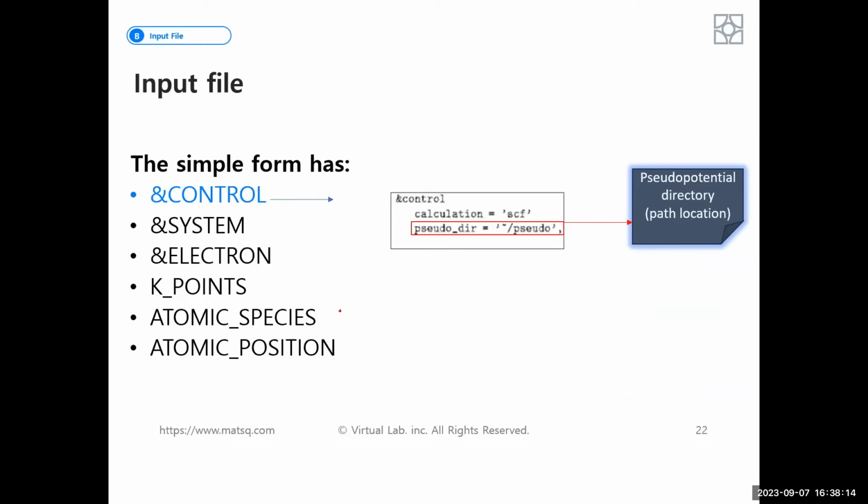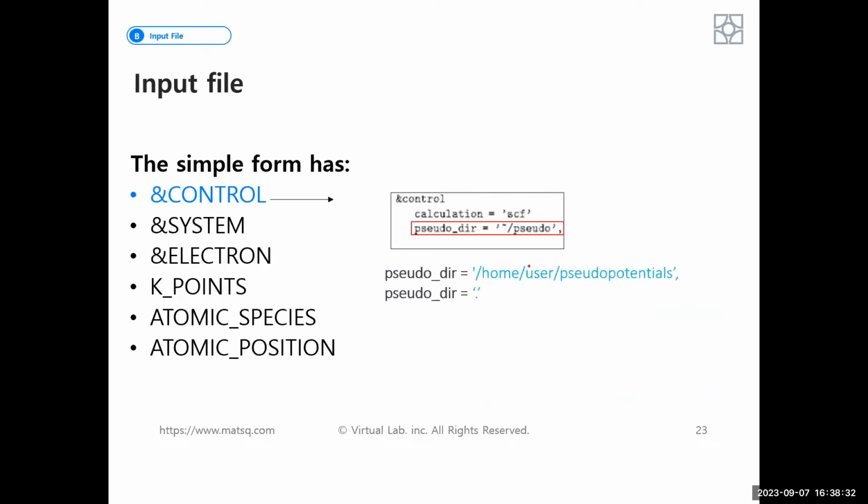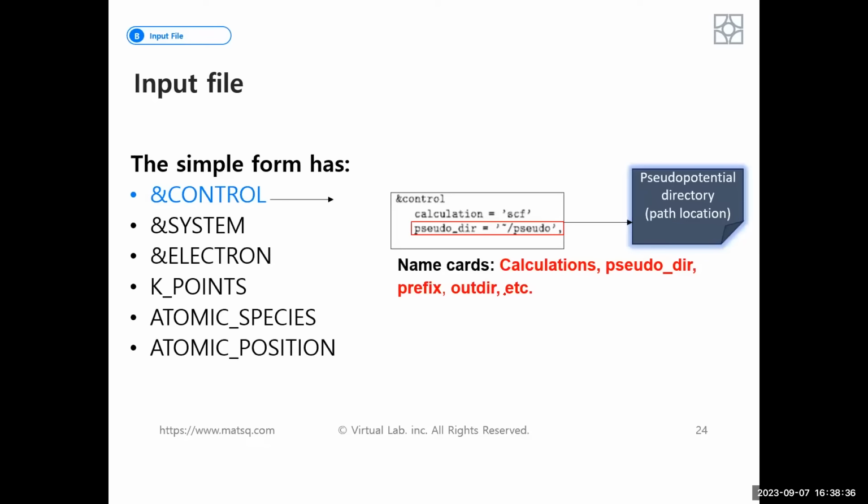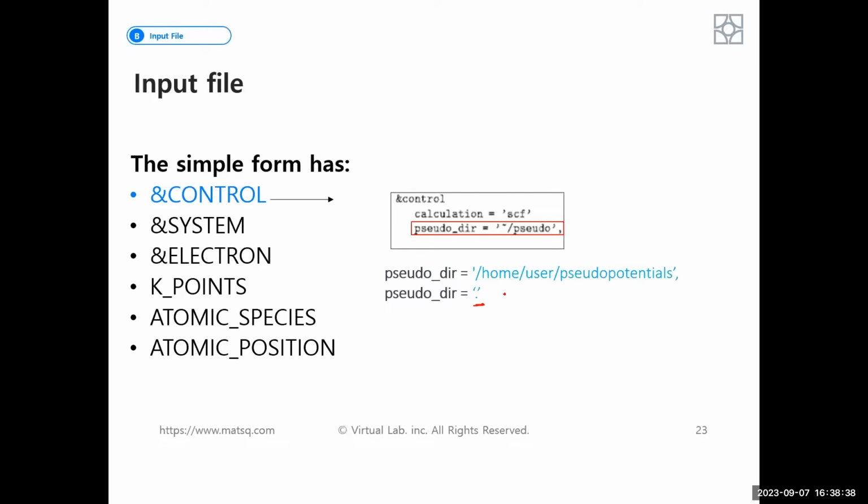Next one is the pseudo-potential directory. Pseudo-potential, again, is very important. You can define the location, the directory of your pseudo-potential. You can say maybe C something, or if you are working on your server, you can define that, or just use the default. If you put a dot, it will be the default value, the current directory. So if I put a dot here, it means the current directory I'm working in is where my pseudo-potential is stored, okay?